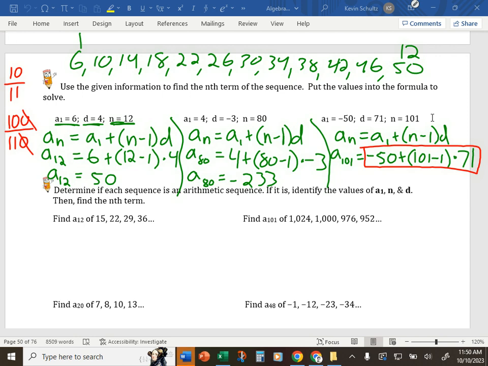Still. Yeah, it's a lot. Well, I'm gonna make the math test out of 200 points. I'm not gonna do it. Yeah. What'd you get? What is the 101st term?